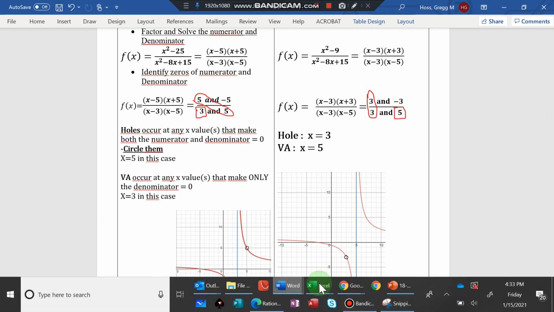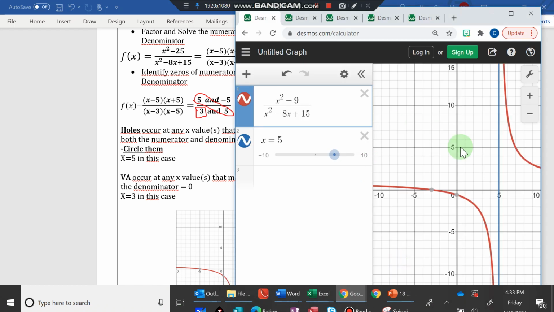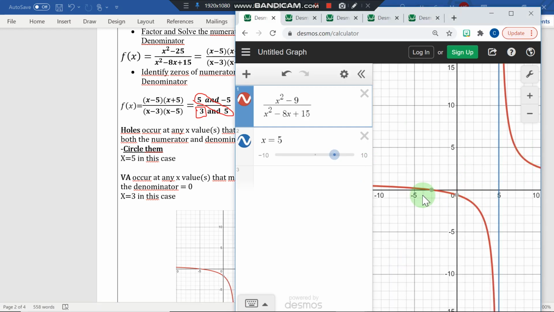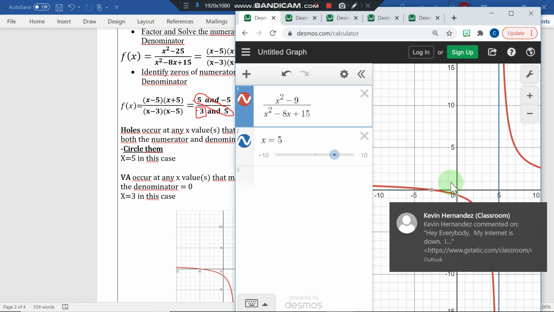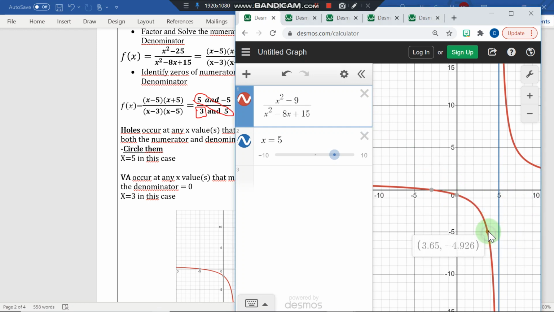And of course, if you want to check out the graph, we can trace this to 3, and we should see a hole pop up. There it is, a hole at x equals 3.